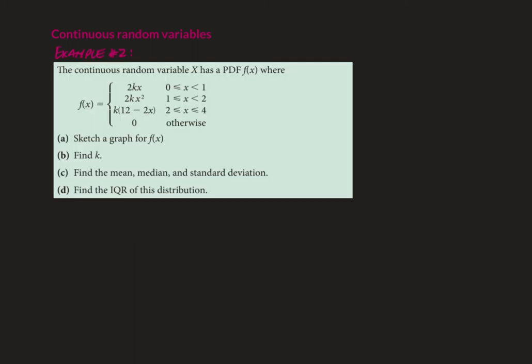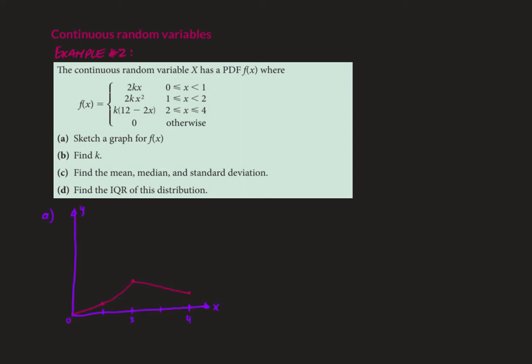Let's work a second example. The continuous random variable x has a PDF f of x, which is given by this piecewise function. Sketch a graph for f of x, find the value of k, find the mean, median, and standard deviation, and find the interquartile range for this distribution. Let's begin with A, sketch a graph for f of x.